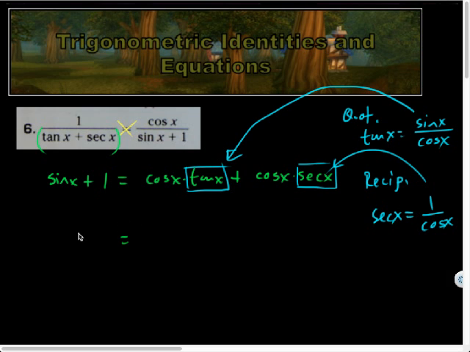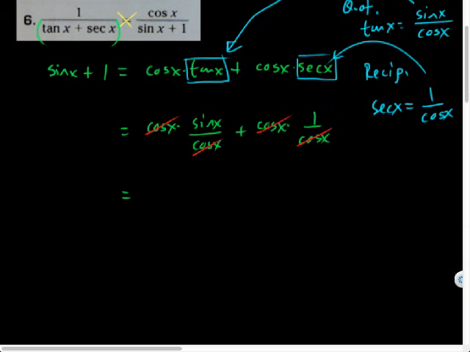So this left-hand side I'm going to leave alone for now. So I'll have cos x times sin x over cos x plus cos x times 1 over cos x. Oh, and I'm thinking this is looking good, guys. What simplifies here? Yeah, those cancel out, and those cancel out. And it looks like I'm going to get sin x plus 1 is equal to sin x plus 1. Right, so ditto marks there if I want that.